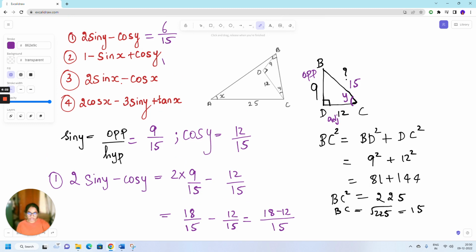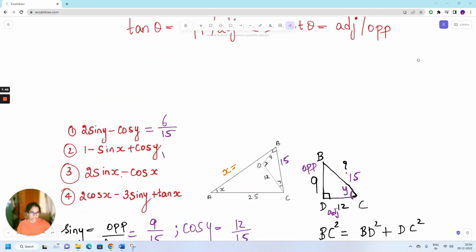Okay, observe the second question. We know what is cos Y. Let us try to find what is sin X. To find sin X, we know what is AC. BC is 15, we just found it using Pythagoras theorem. Now, we don't know what is the value of AB. How do we find it? How would you apply Pythagoras theorem for the triangle ABC? Let me draw the triangle ABC.